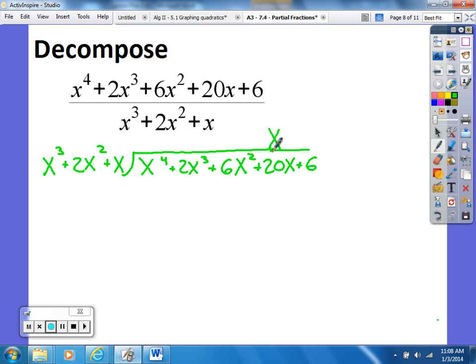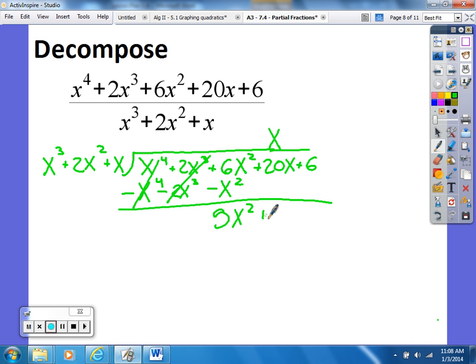X. Now I write it over the x just because I like to line my stuff up. So now I'm going to multiply. X to the fourth, 2x to the third, x squared, and that's it, right? And I switch my signs and I add. So these cancel. I'm left with 5x squared plus 20x plus 6. Do you guys agree? Yeah? So my answer so far is x plus 5x squared plus 20x plus 6 over x cubed plus 2x squared plus x.